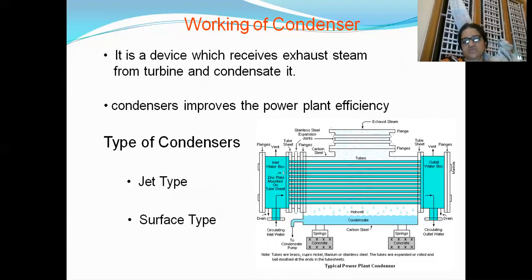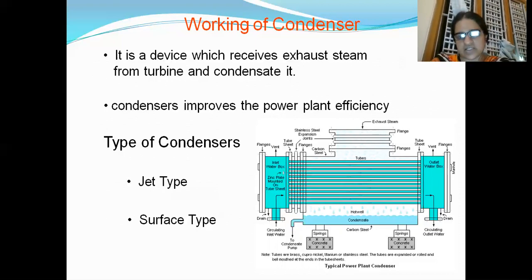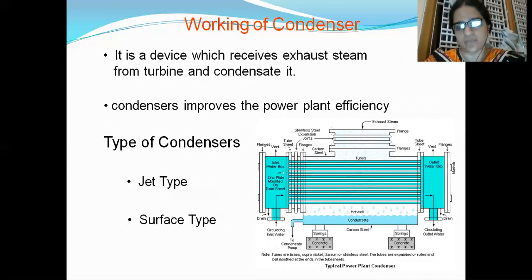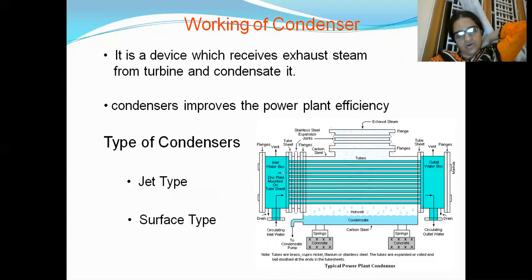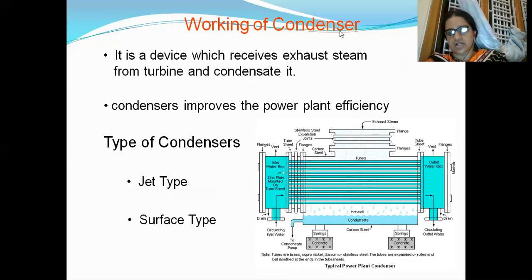The types of condensers we use are the jet type of condenser and the surface type of condenser. Here, on the right side, you have a typical power plant condenser being shown. In this, clearly, at the left you have the circulating inlet water.